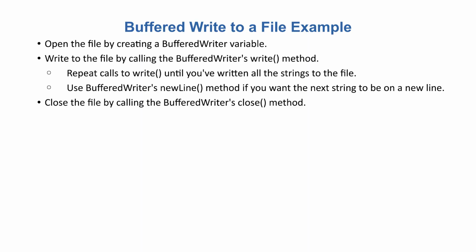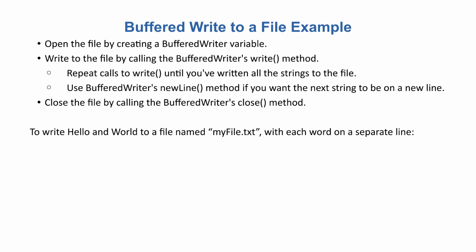Next, you'll save the alphabet and key in a file. Writing to a file involves these steps. Open the file by creating a buffered writer variable. Write to the file by calling the buffered writer's write method. Repeat calls to write until you've written all the strings to the file. Use buffered writer's newLine method if you want the next string to be on a new line in the file. Close the file by calling the buffered writer's close method.